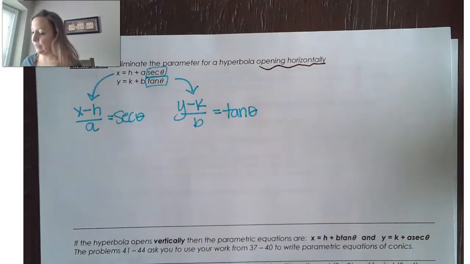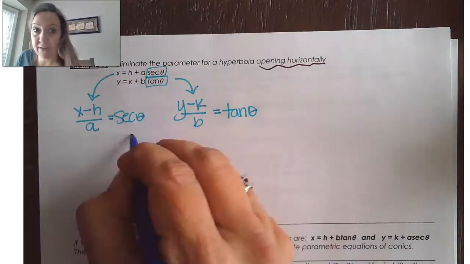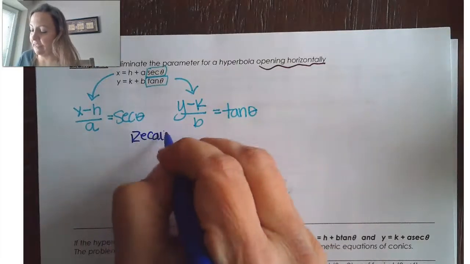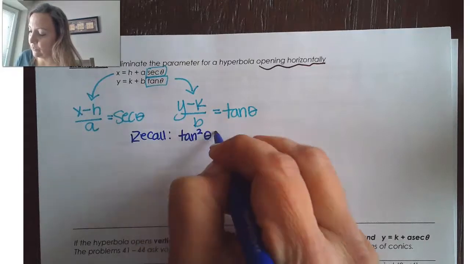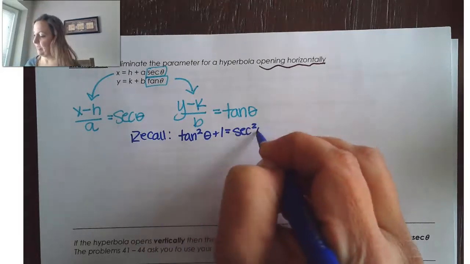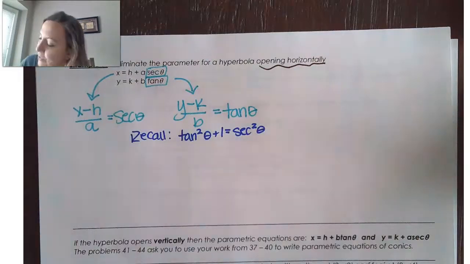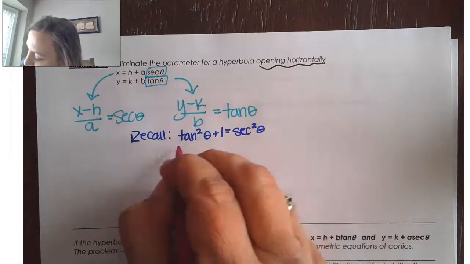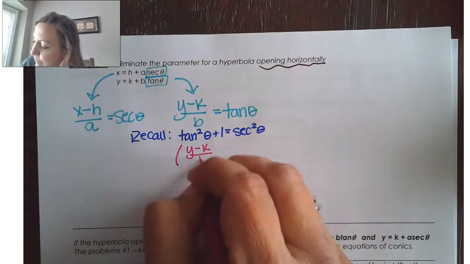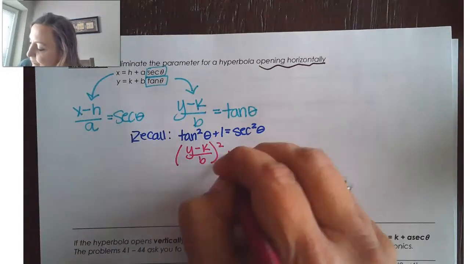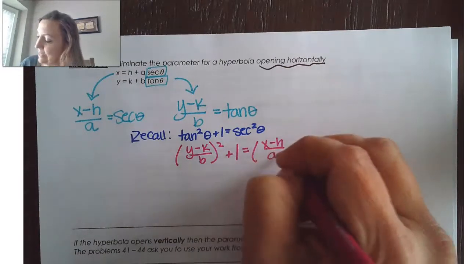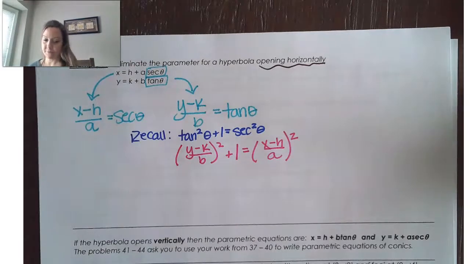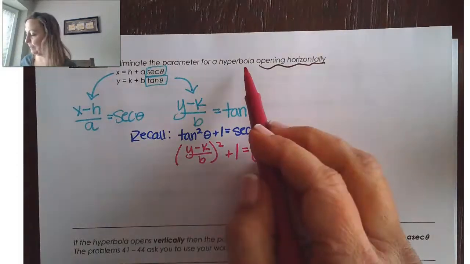Once again, we're going to recall our Pythagorean identity involving secant and tangent, that tangent squared theta plus 1 equals secant squared theta. And let's put those in. So for tangent squared theta, I'm going to take y minus k over b squared. And then for secant squared theta, I'm going to take x minus h over a and square it. And again, we're looking to find the parameter for a hyperbola.